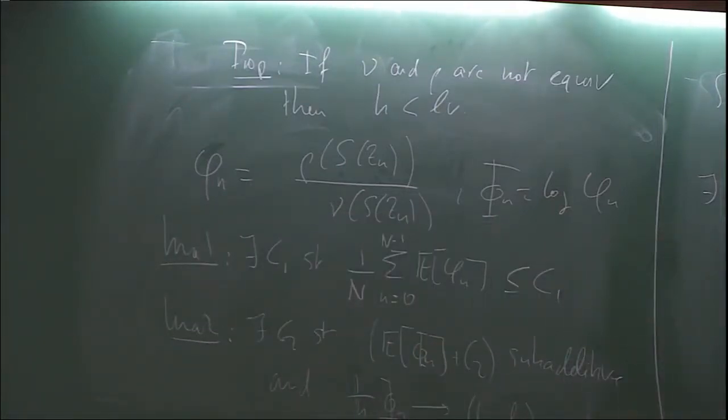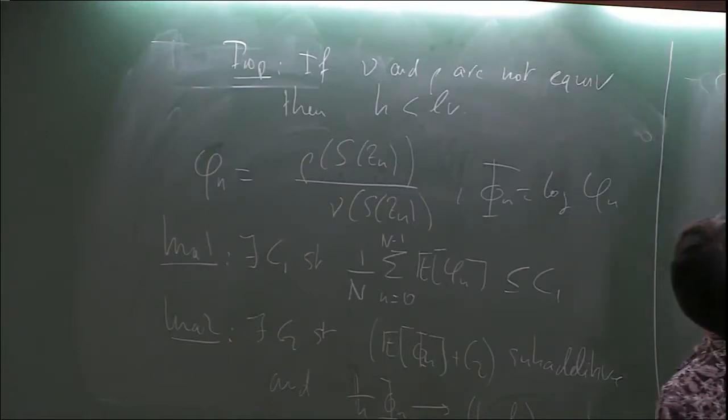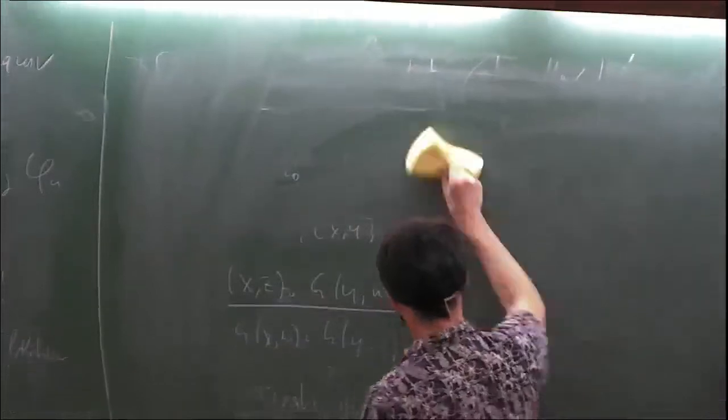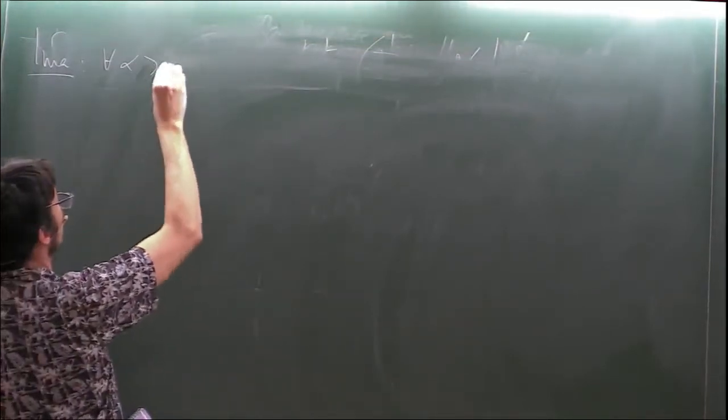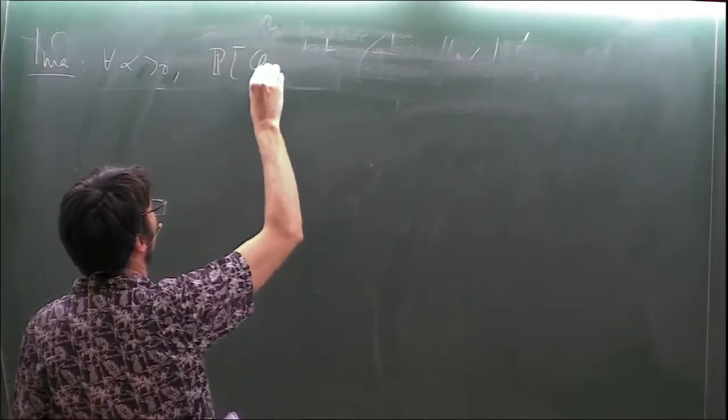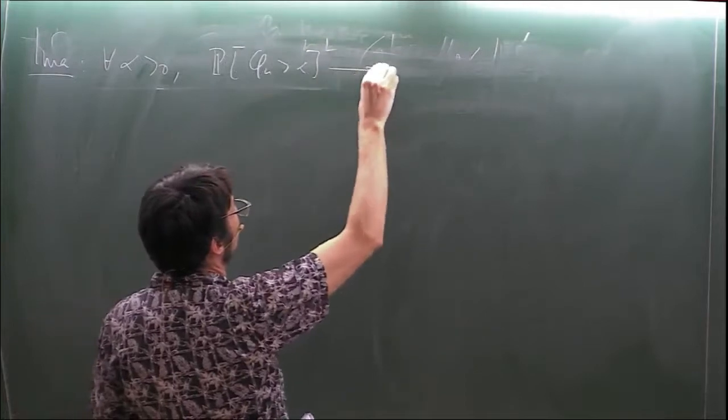And the third lemma is that the little phi n tends to 0 in probability. So for every positive alpha, the probability that phi n is bigger than alpha tends to 0.